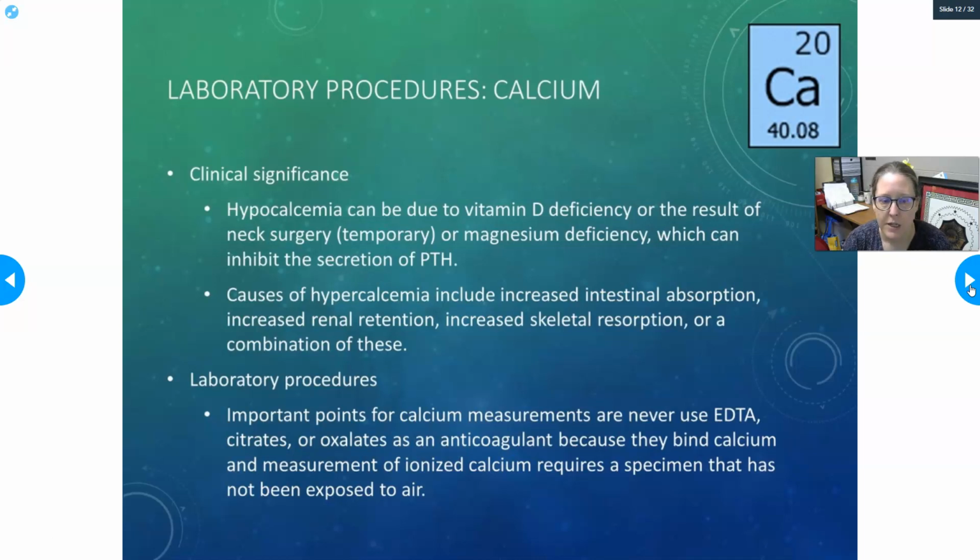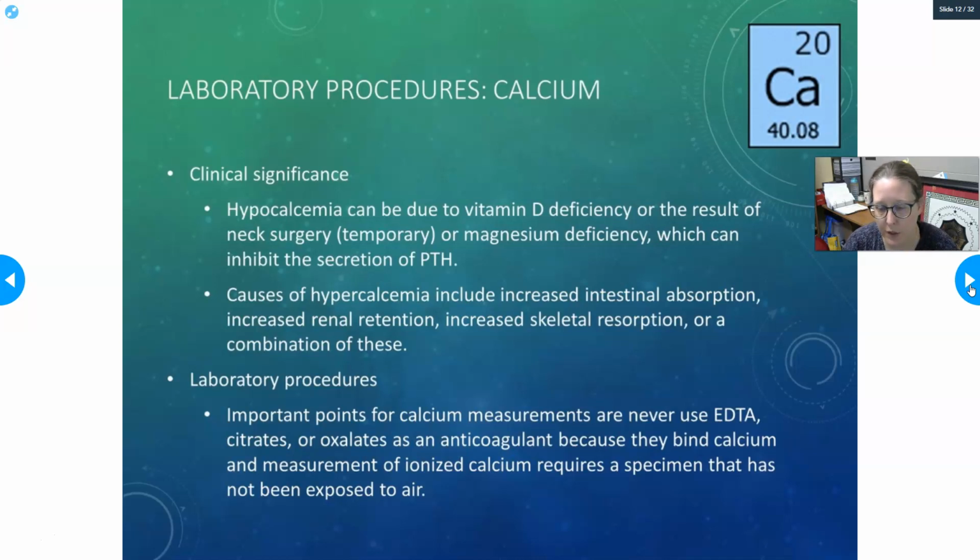So the procedures for calcium: important points for calcium measurement are to never use EDTA, which is purple top, citrates, which is usually the blue top, or oxalates, which is the gray top, as anticoagulants, because they all bind calcium as part of their anticoagulant effects. And of course, that would falsify the readings. So your measurements of ionized calcium require specimens.